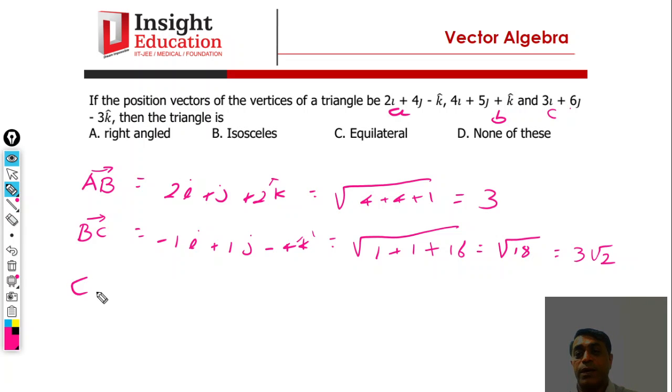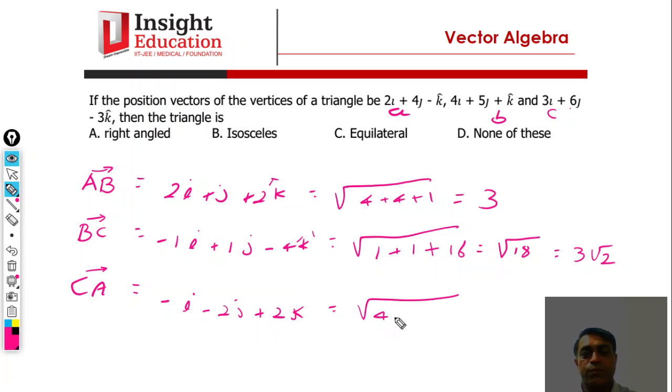And second, AB, BC and CA. Now CA, so A minus C. So 2, 3, so minus i. 4 minus 6, minus 2j. And minus k minus minus plus, plus 2k. So the answer is 4 plus 4 plus 1, so again 3. So 3, 3 and 3 root 2.